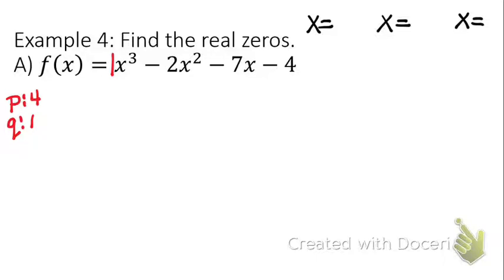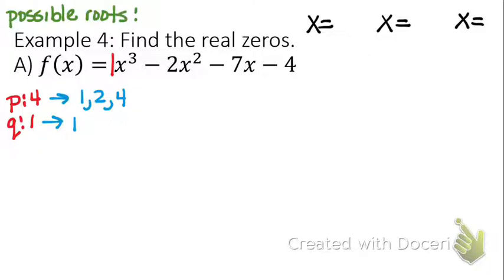So what are the numbers that will go into 4? Our factors of 4 are 1, 2, and 4. And again, the factors of 1 is just 1. So our possibilities are going to be our possible roots, and we don't know which ones they are yet. We're going to do synthetic division to figure that out. But the possible roots, and this is why it's important to know the possibilities, are plus and minus 1, because 1 divided by 1 is 1, plus and minus 2, plus and minus 4.